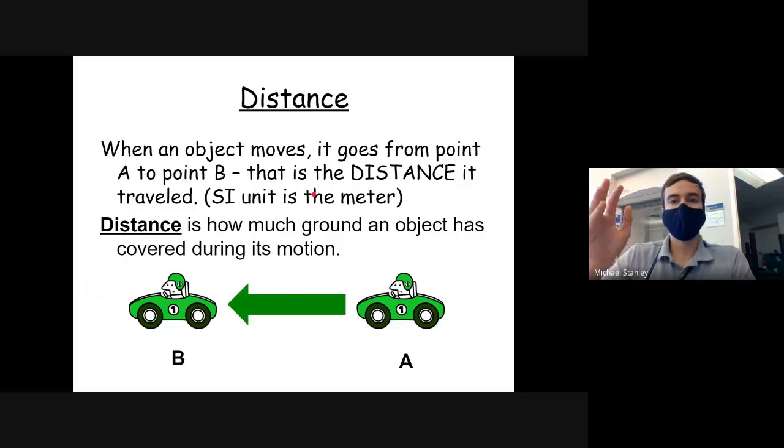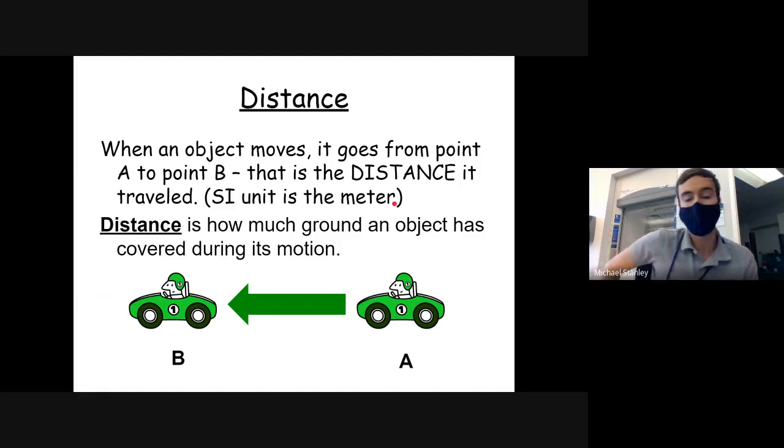So one way that we can measure movement is the distance that an object travels. When something moves, it goes from point A to point B, and it traveled some sort of distance. In SI units, in scientific units, we don't use feet or miles. We use things like meters and kilometers. A meter is pretty close to a yard, and a kilometer is a little over half a mile. It's like 0.6 of a mile. So distance is just how much ground an object has covered.